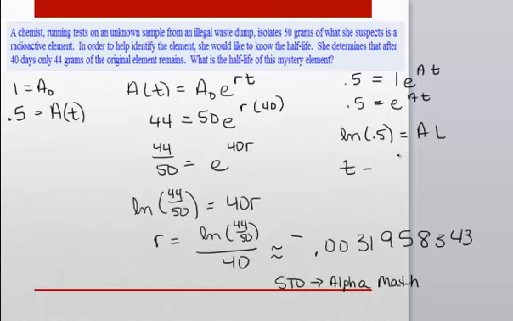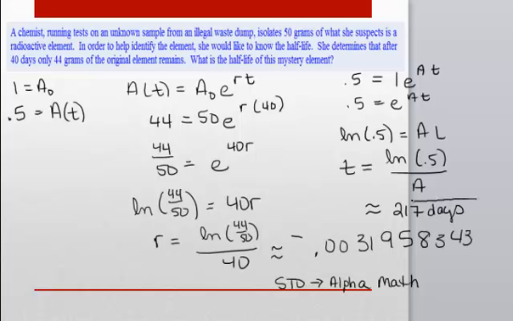Which means t is equal to the natural log of 0.5 divided by A, which is approximately the natural log of 0.5 divided by alpha A, 124.2. So approximately 124 days is the half-life of this particular substance.